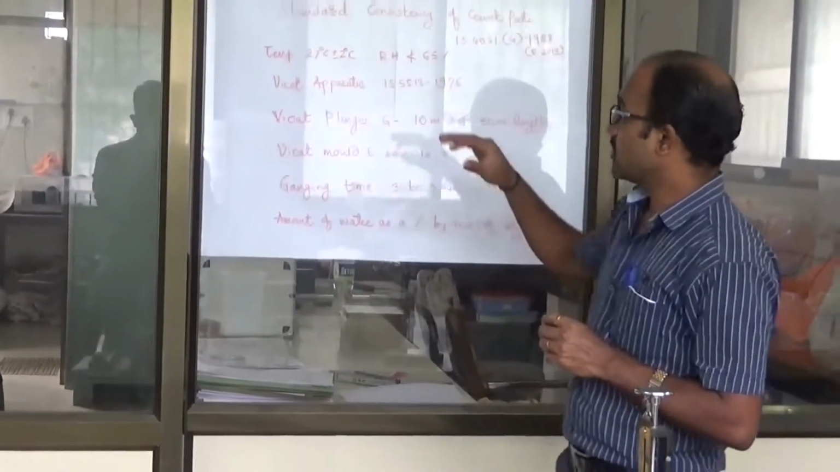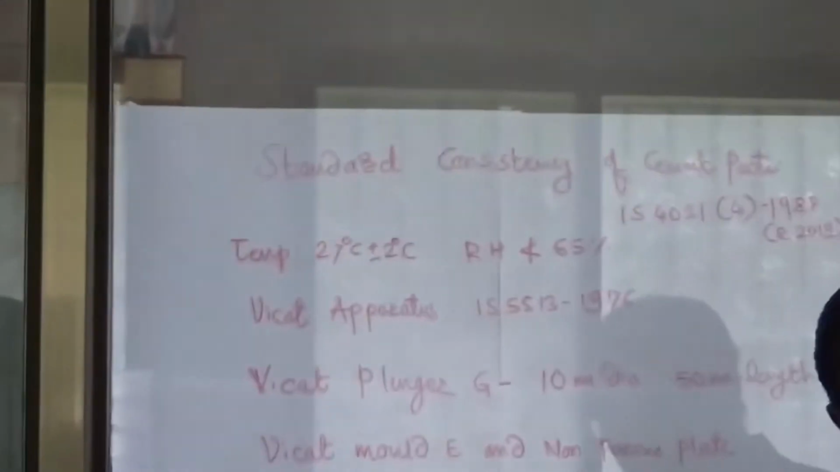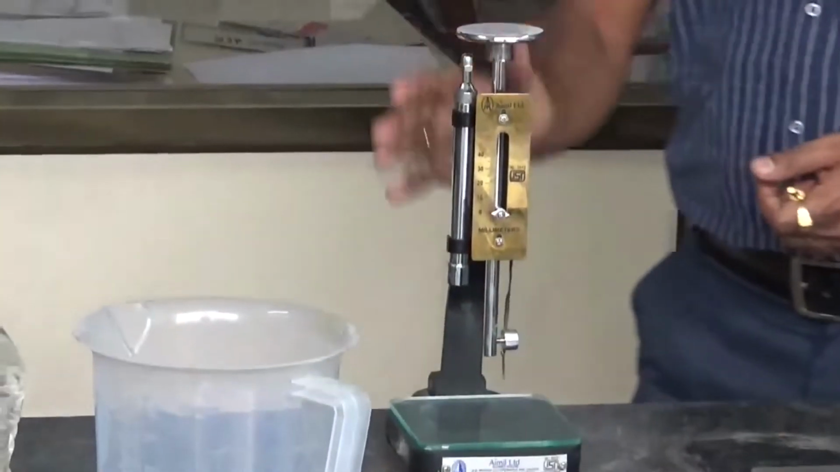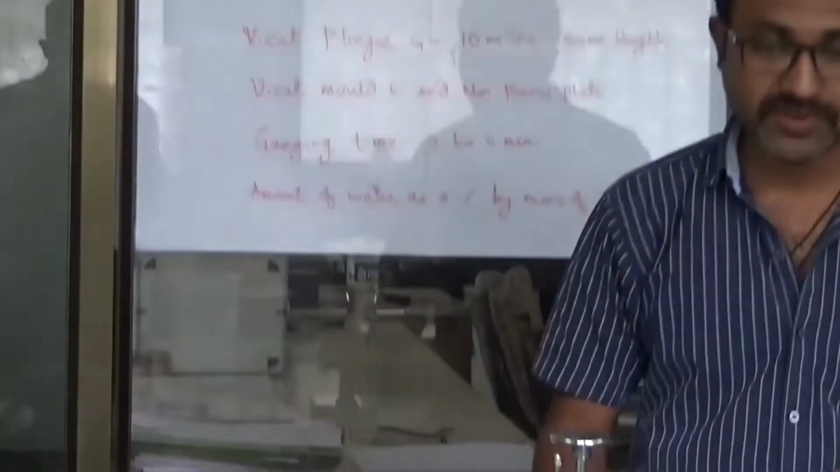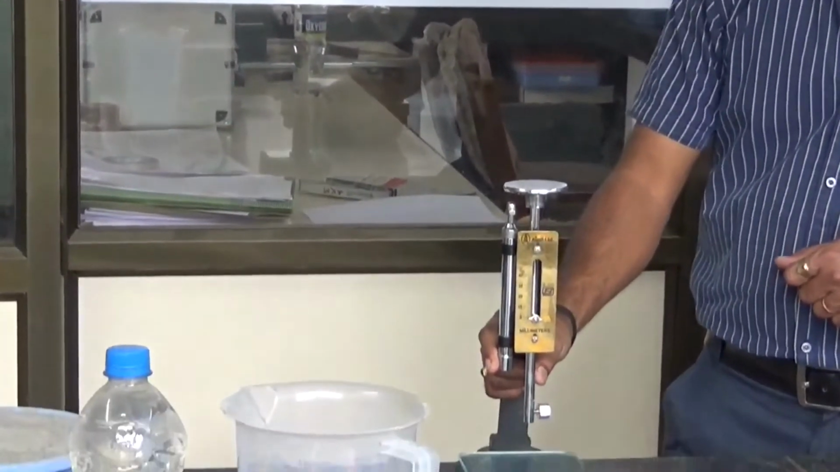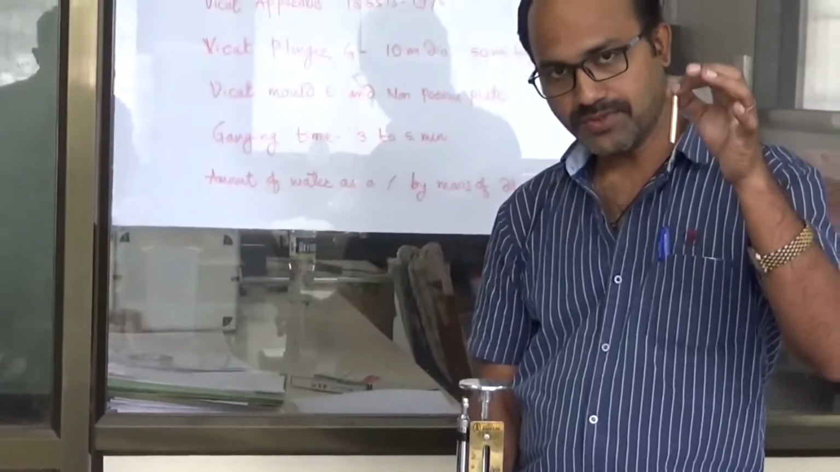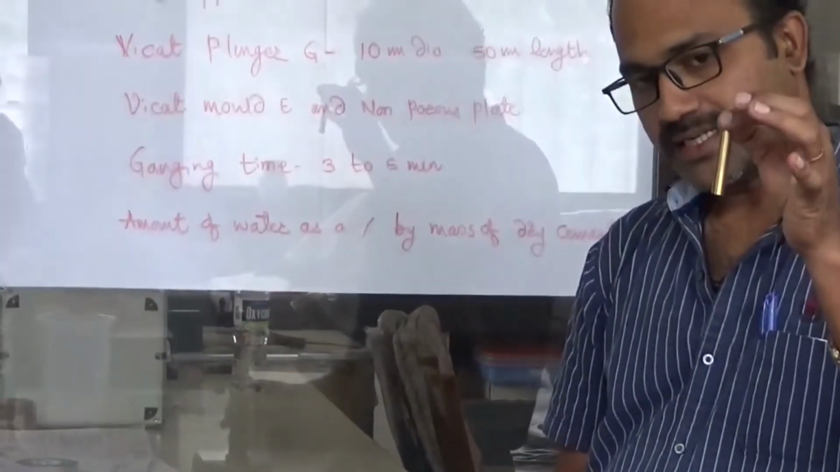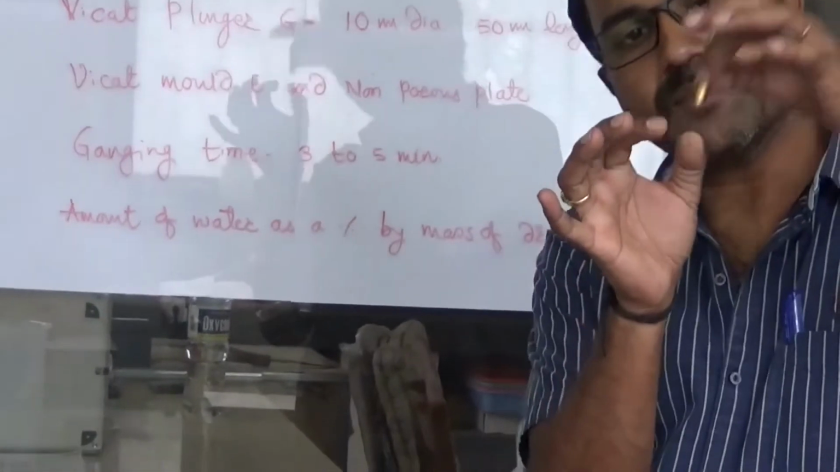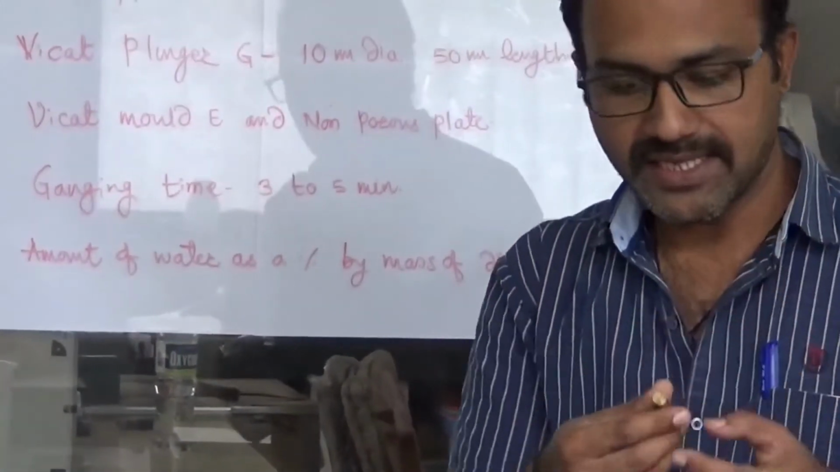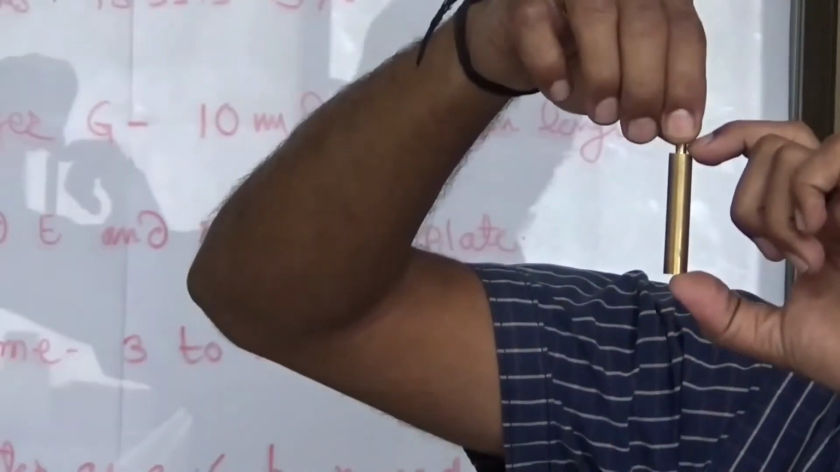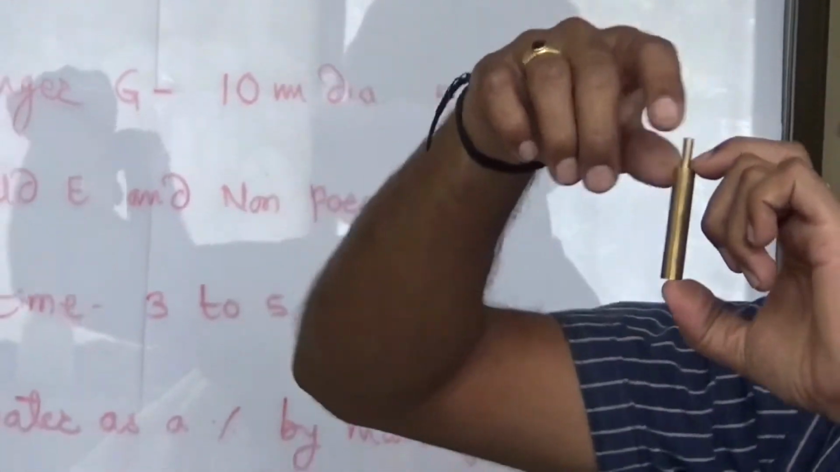Right? Now, for determination of standard consistency, we need a Vicat apparatus. So this is a Vicat apparatus according to IS 5513, 1976. This Vicat apparatus is used to determine the standard consistency of the cement. And this is a Vicat plunger which is used to determine the standard consistency. This plunger is a brass plunger having a diameter of 10 mm, and the length of this plunger is 50 mm.